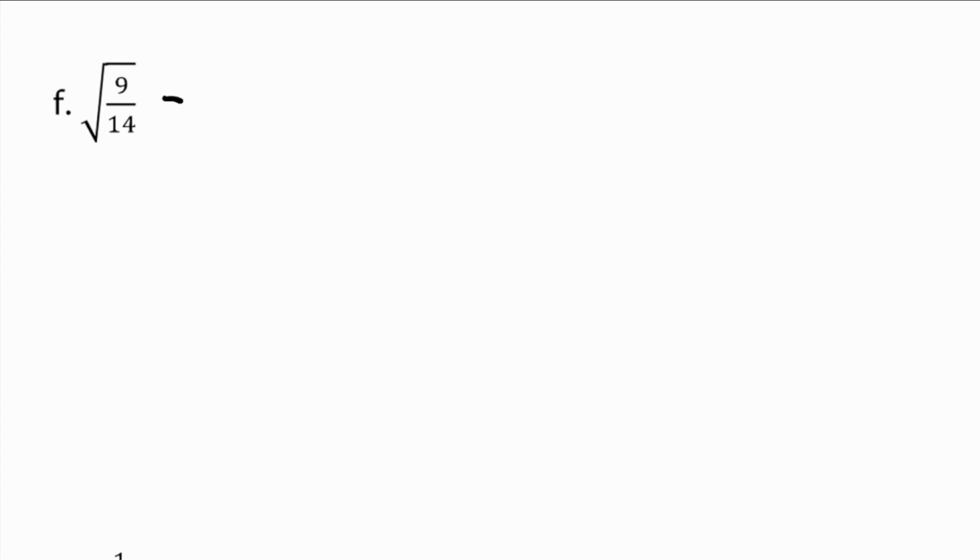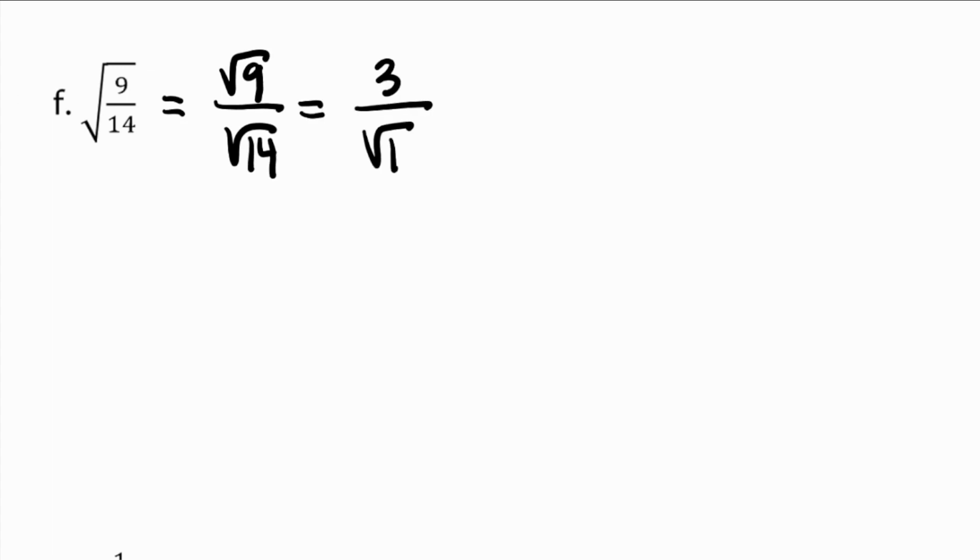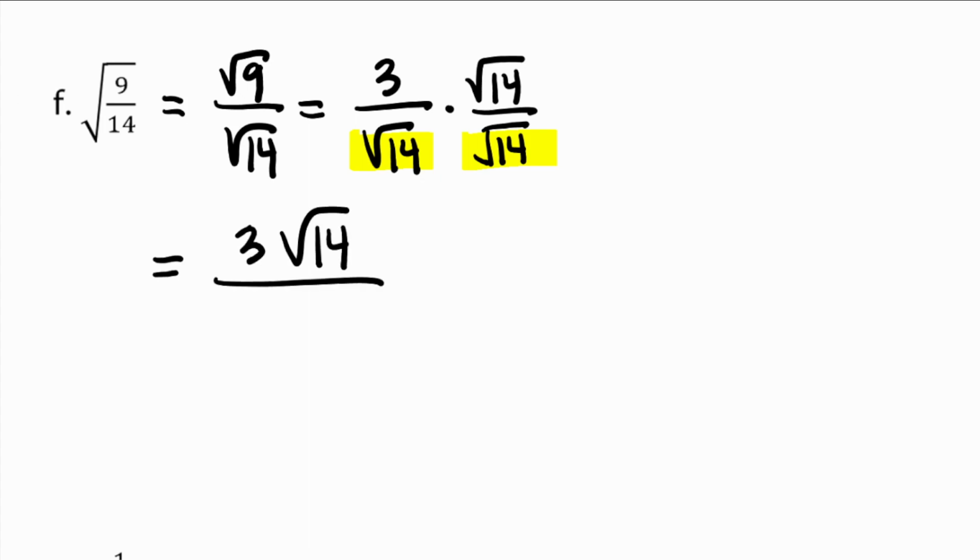The square root of 9/14 is going to be the square root of 9 divided by the square root of 14. And so that would be 3 over the square root of 14, but we don't like the radical in the denominator, so we're going to multiply by root 14 over root 14. And we'll remember that's going to be just 14 in the denominator. I'll have 3 square root of 14 divided by 14.